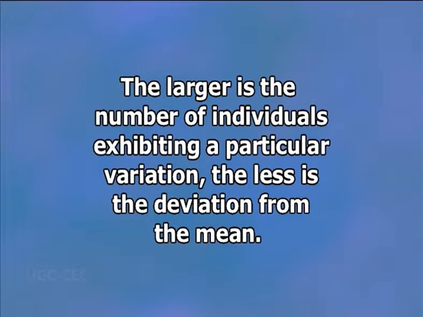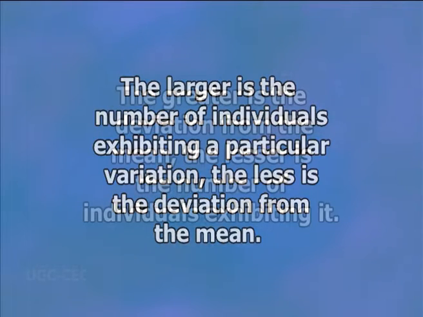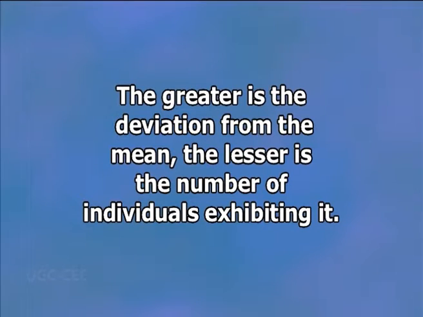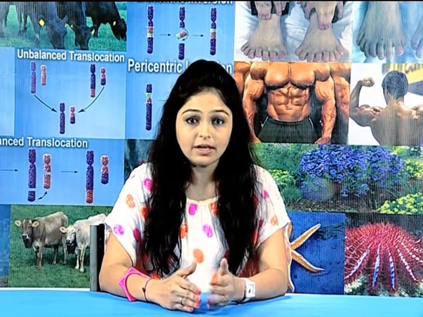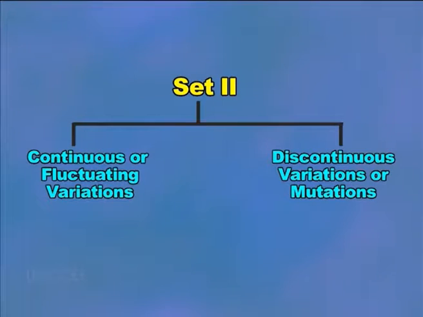The larger is the number of individuals exhibiting a particular variation, the less is the deviation from the mean. The greater is the deviation from the mean, the lesser is the number of individuals exhibiting it. According to Darwin, the progressive accumulation of these fluctuations in one direction leads to the formation of new species.